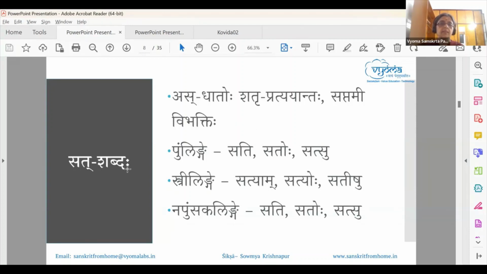So the Sat Shabda is As Dhatu plus the Shatru Pratyaya. It is the Shatru Pratyayanta of the As Dhatu, in Saptami Vibhakti. In Pullinga, we know the Takaranta Sat Shabda becomes Sati, Satoho, Satsu. In Strilinga, it is like an Ikaranta Nadi Shabda, so it will be Satyam, Satyoho, Satishu. And Napumsakalinga and Pullinga will be the same: Sati, Sadoho, Satsu.